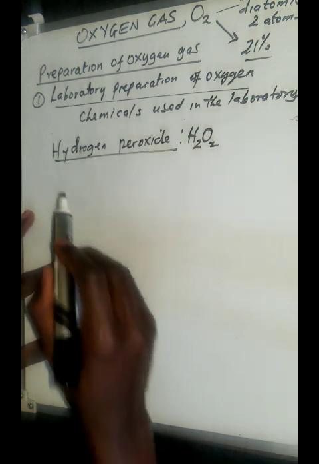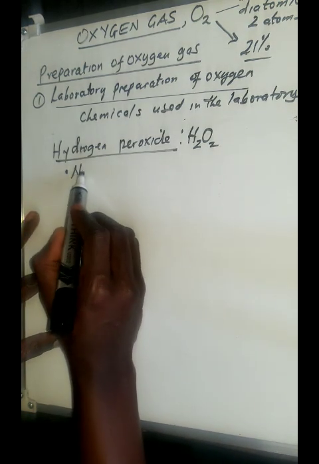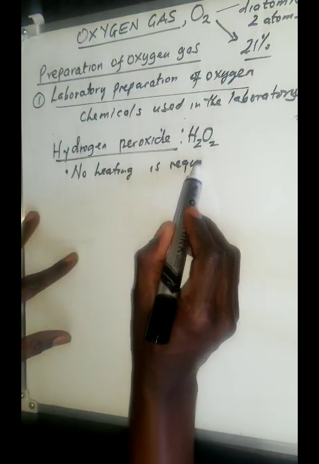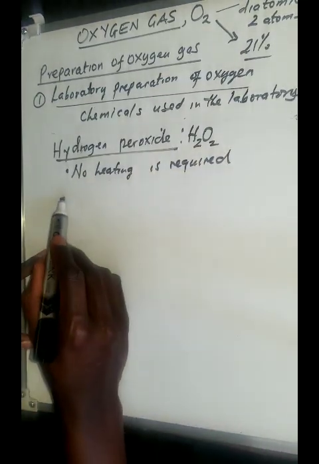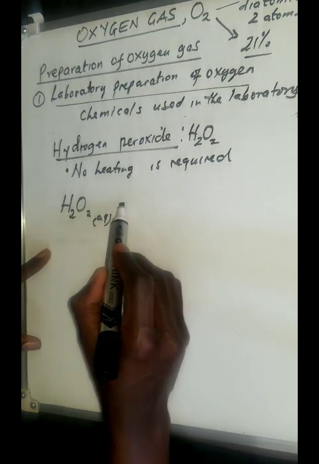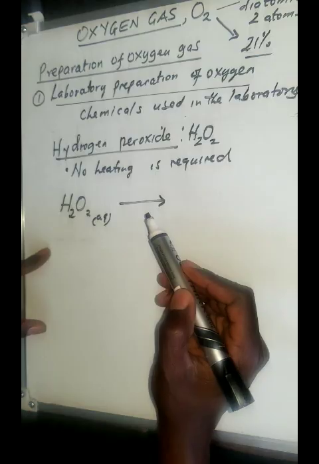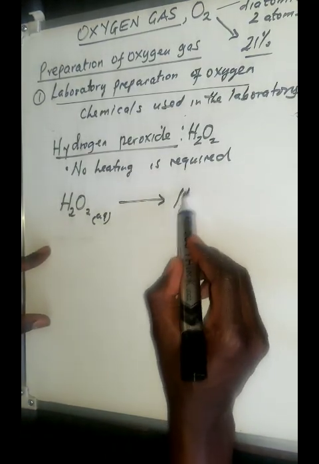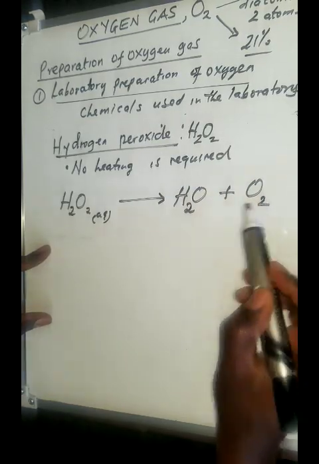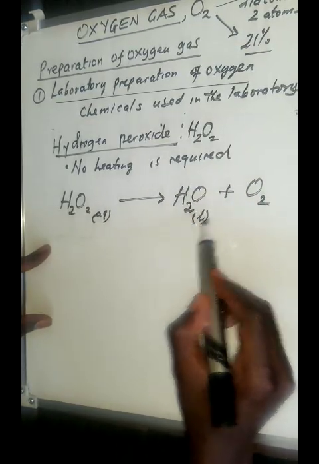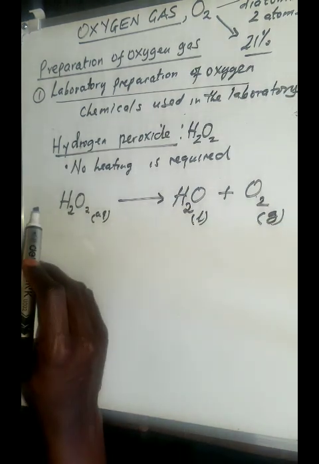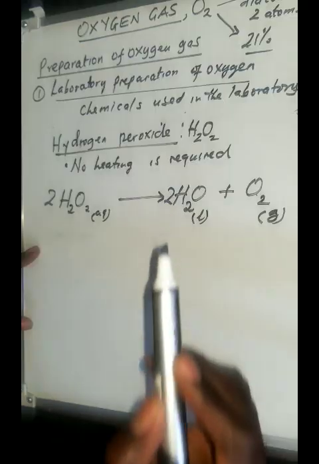In this reaction, no heating is required. That is what you need to remember. So what is going to happen is that the hydrogen peroxide, which is in aqueous form, when treated with the catalyst manganese(IV) oxide, will break down into H2O and oxygen. Remember, the H2O is in liquid form, the oxygen is in gaseous form, and therefore you can balance that by putting a 2 there and also a 2 there.